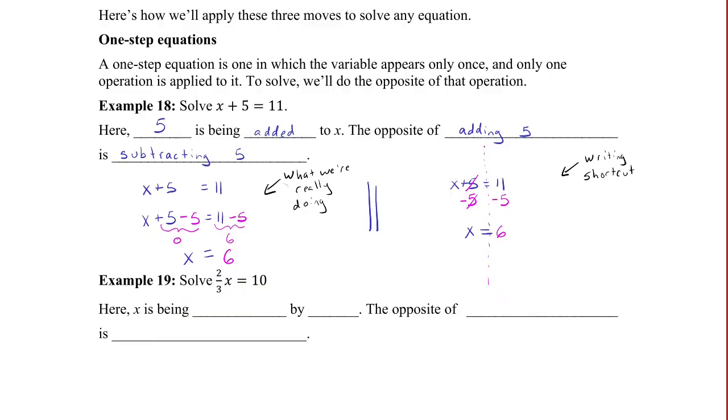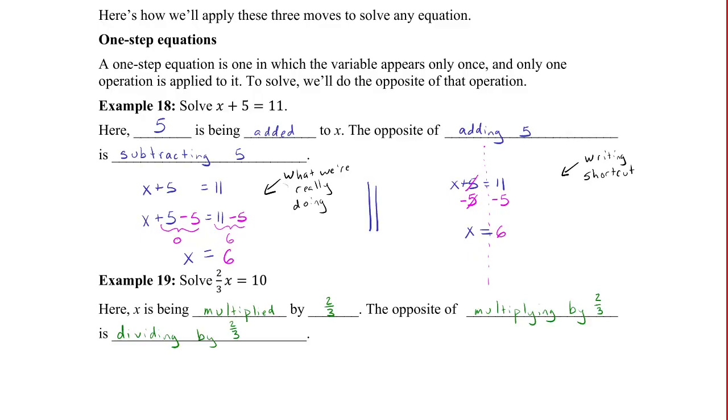In this next example of a one-step equation, we have 2/3 just written next to x. Remember, when a number is just written next to a variable, it means multiply. So here x is being multiplied by 2/3. And so again, we want to do the opposite of that. The opposite of multiplying by 2/3 is going to be dividing by 2/3. And notice just the number 2/3 is what we're dividing by. We're not dividing by 2/3 x. We're just dividing by the number 2/3.